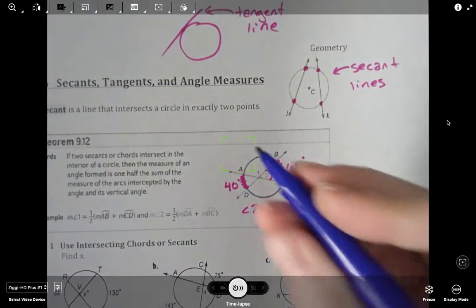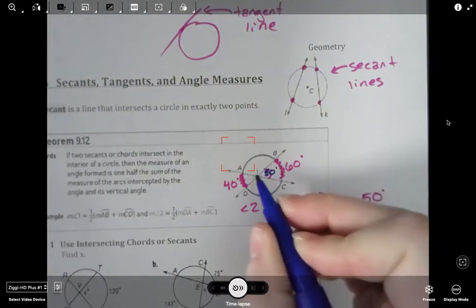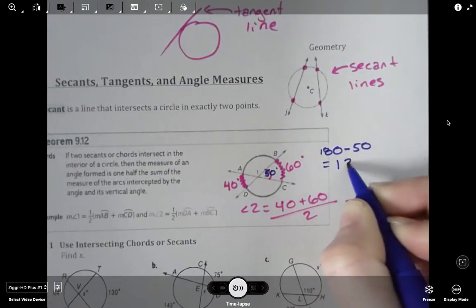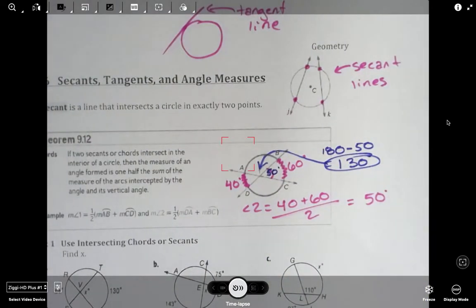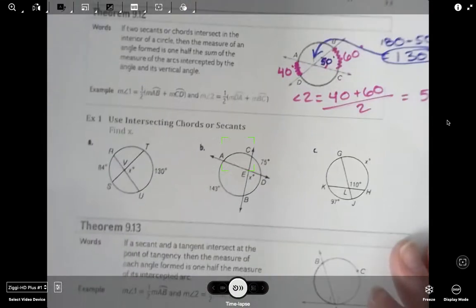Okay? Now, how can you find angle 1 from there? How do you find angle 1 if I know that that's 50? Yeah, subtract from 180. 1 and 2 live on a straight line, right? So 180 minus 50 is 130, and that's what angle 1 is. Easy peasy, okay? You add them together, you divide by 2. It's like taking the average when those secant lines cross on the inside of that circle.